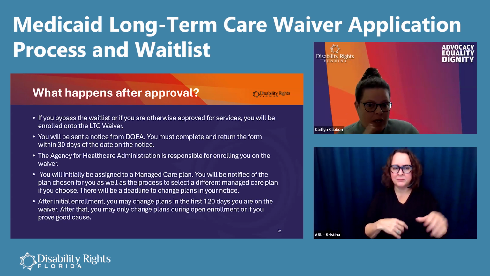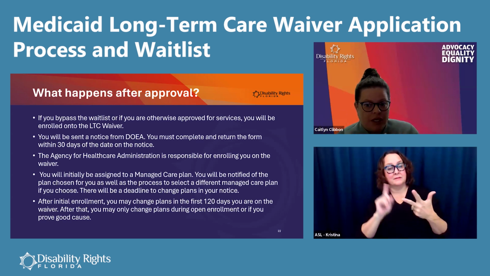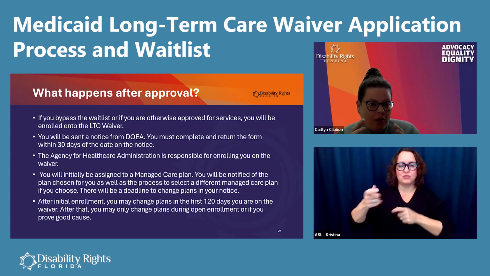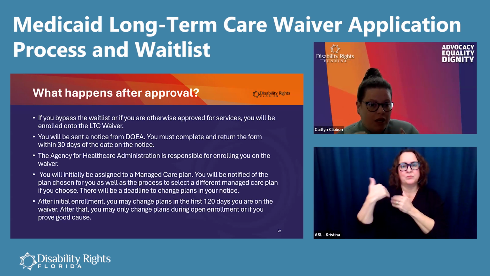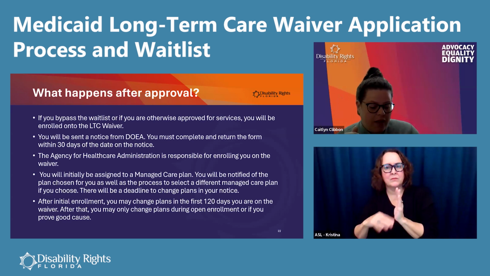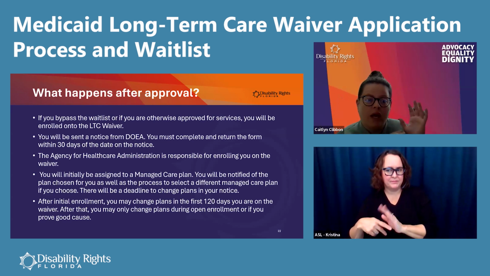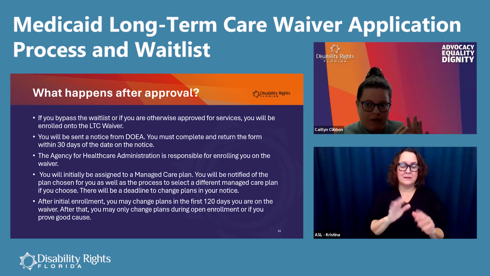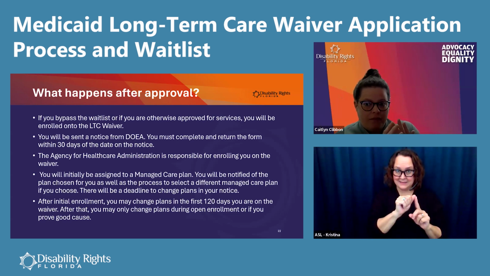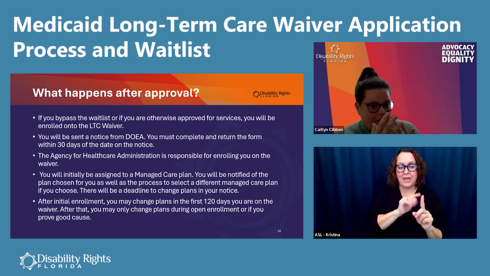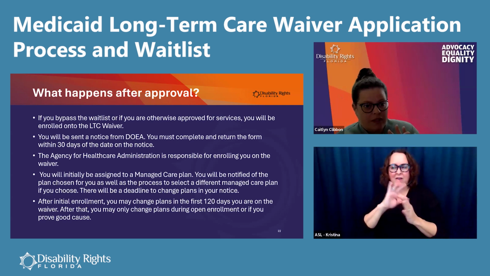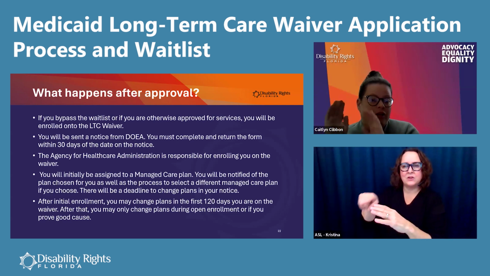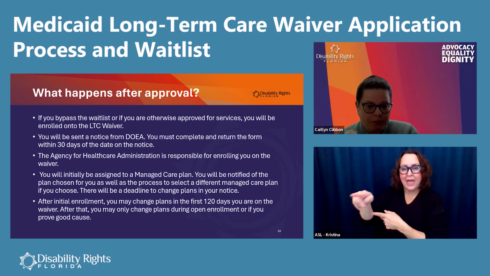Then at that point, it's the Agency for Healthcare Administration who actually enrolls you onto the waiver. That waiver is administered by the managed care entities that are overseen by the Agency for Healthcare Administration. DOEA, the Department of Elder Affairs, does their bit. They have you fill out the form, say, yes, I still want this, I still want to be on the waiver. They send that to the Agency for Healthcare Administration, who actually places you onto the waiver.